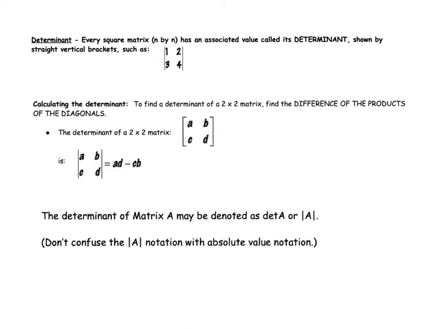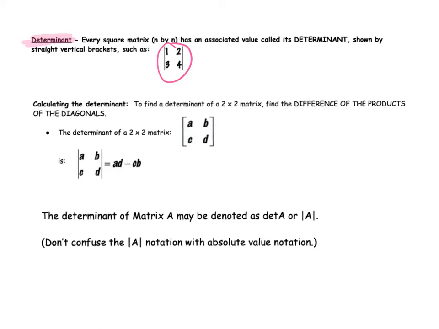Then the next thing that we're going to do is talk about determinants. Like I said, determinants are really going to help us when we start talking about inverses; they help us determine if a matrix has an inverse. Every square matrix has an associated value called its determinant, and it's shown by using vertical brackets. This is the notation we use to show when we're calculating the determinant of a matrix.